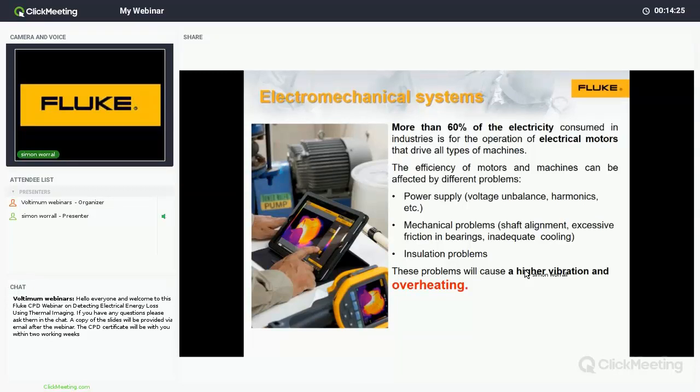And any problem with the motor, whether it be mechanical or electrical, will cause two things: higher vibration and overheating. And both these, we've got tools at Fluke to help you find the actual problem. But for thermography, it's very, very easy. Point it at the cable, at the connector, and then do comparisons as to how hot it really is.